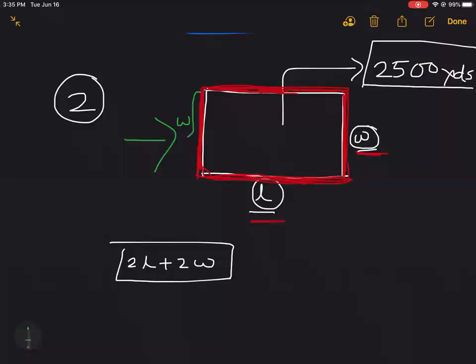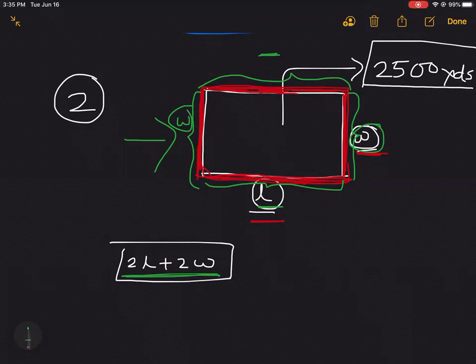This one is W, this one is W, this one is L, and this one is L. So if I want to add all this, all I'll get is two of these L's here and here, and two of these W's. So that's how 2L plus 2W comes. Just in case you don't remember, you can use this for any shape.